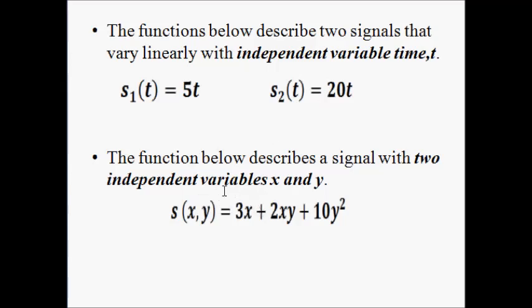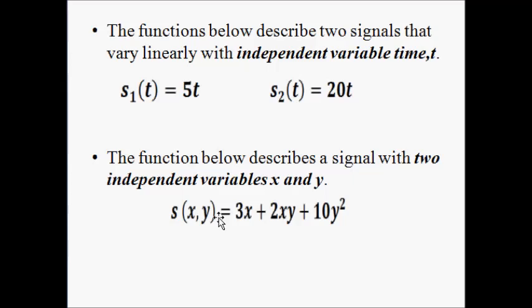Here signal S is a function of two independent variables x and y, which is represented as 3x plus 2xy plus 10y square. You can write whatever number of expressions here. Let's say we involve another variable, x, y, z. That can also be written as 3x plus 2xyz plus 10y square plus z. So there can be a countless number of signals involving as many variables as we want, and we can form expressions with them, and they will be signals.